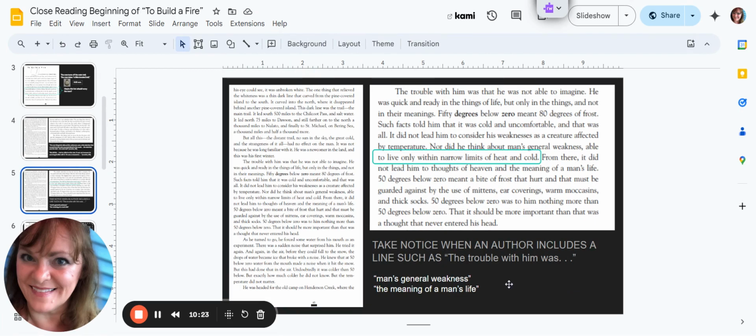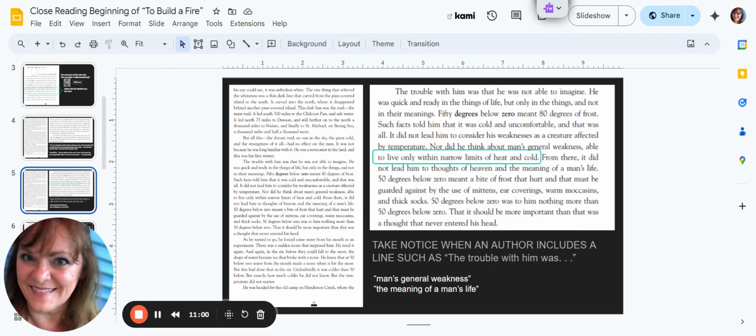It's really important that we take notice when an author, an omniscient third person narrator, includes a line such as, the trouble with him was. It's like, oh, another one of these that we always want to take note of is, little did he know. It's like, oh, okay. The author is definitely pointing something out for us here. The trouble with him was, all right, so we know that there's going to be trouble for this guy. The trouble with him that he was not able to imagine.